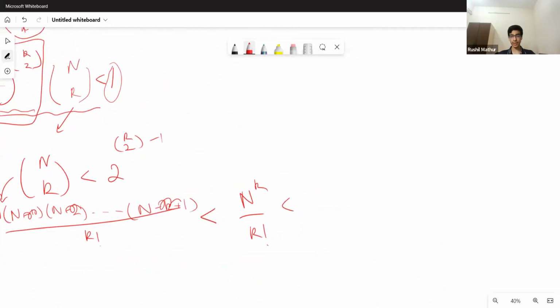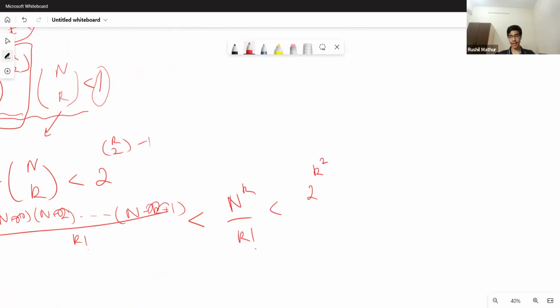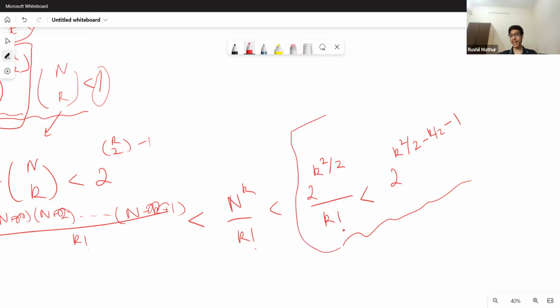So we can replace this by 2 raised to k squared by 2, divided by k factorial. And we want to show this is less than 2 raised to k squared by 2 minus k by 2. I don't care. Okay, I have to care about it, don't I? Because it's on the RHS. This is about what we need to prove.